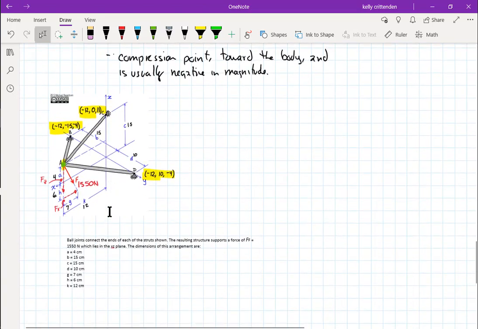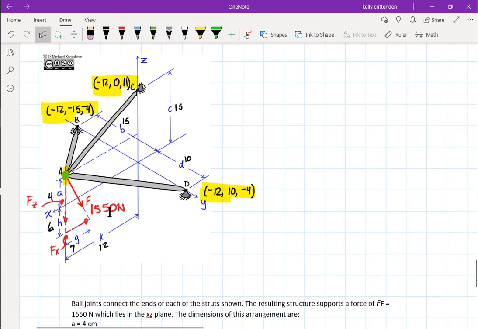So let's zoom back in here. Let's start with just, we have AB, AC, and AD. Those are our struts. So let's do the length of AB is equal to the square root of, and then I've got my coordinates there, negative 12 squared plus negative 15 squared plus negative 4 squared. And these are all negative because of where I moved the coordinate system to, but that is totally okay.